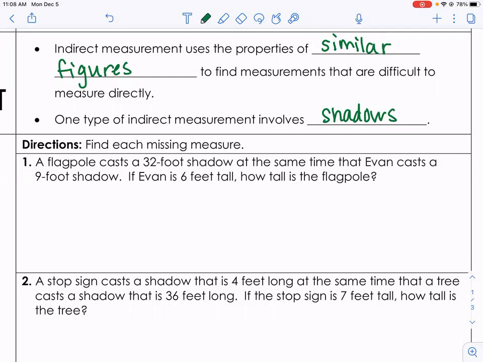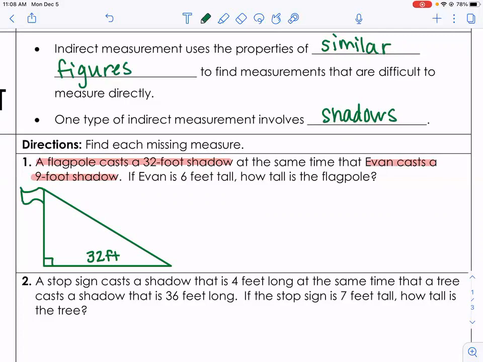Okay, a flagpole casts a 32-foot shadow at the same time that Evan casts a 9-foot shadow. Okay, so let's all draw a flagpole casting a shadow. How long is the shadow for the flagpole? 32 feet.